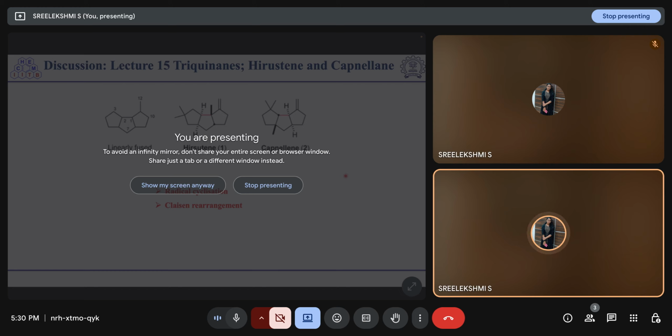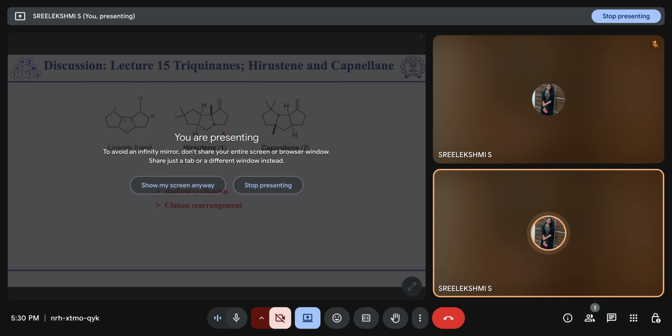The first authentic polyquinane natural product was hirsutic acid C, which was isolated in 1966. And these linear triquinanes are of four different types according to the position of the methyl group, of which two are shown here, hirsutane and capnellane. We can see the difference between these two in the position of the angular methyl group.